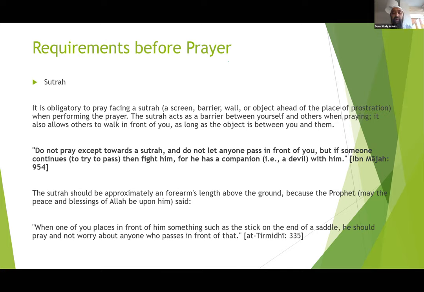The sutra should be approximately a forearm's length above the ground, because the Prophet ﷺ said, when any of you prays in front of him something such as a stick on the end of a saddle, he should pray and not worry about anyone who passes in front of that. So that's the example of how high it should be: your forearm, up to just before you get to your elbow, that kind of thing.